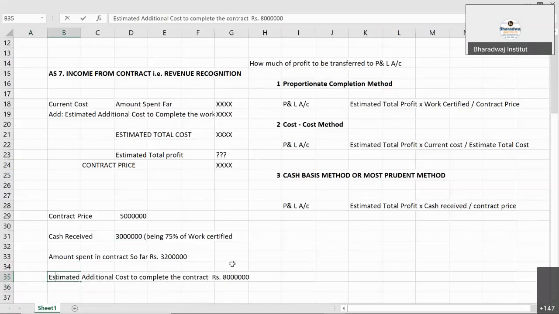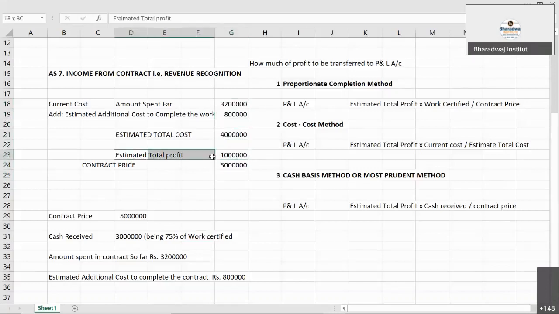After this, they can ask you to compute the profit under different methods. Like that, they can ask the question. So before we solve the problem, we have to work out all these things. What is the amount spent so far? 32 lakhs. What is the amount to be spent additionally in future to complete the work? 8 lakhs. What is the estimated total cost? 40 lakhs. What is the contract price? 50 lakhs. The difference will be the estimated total profit.